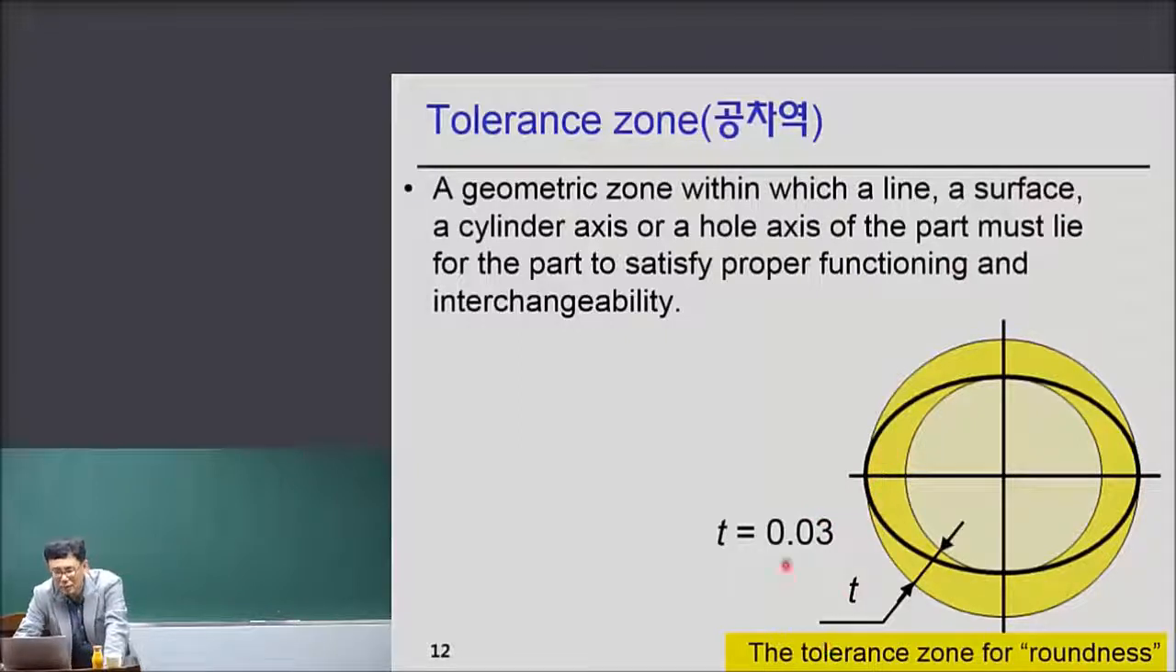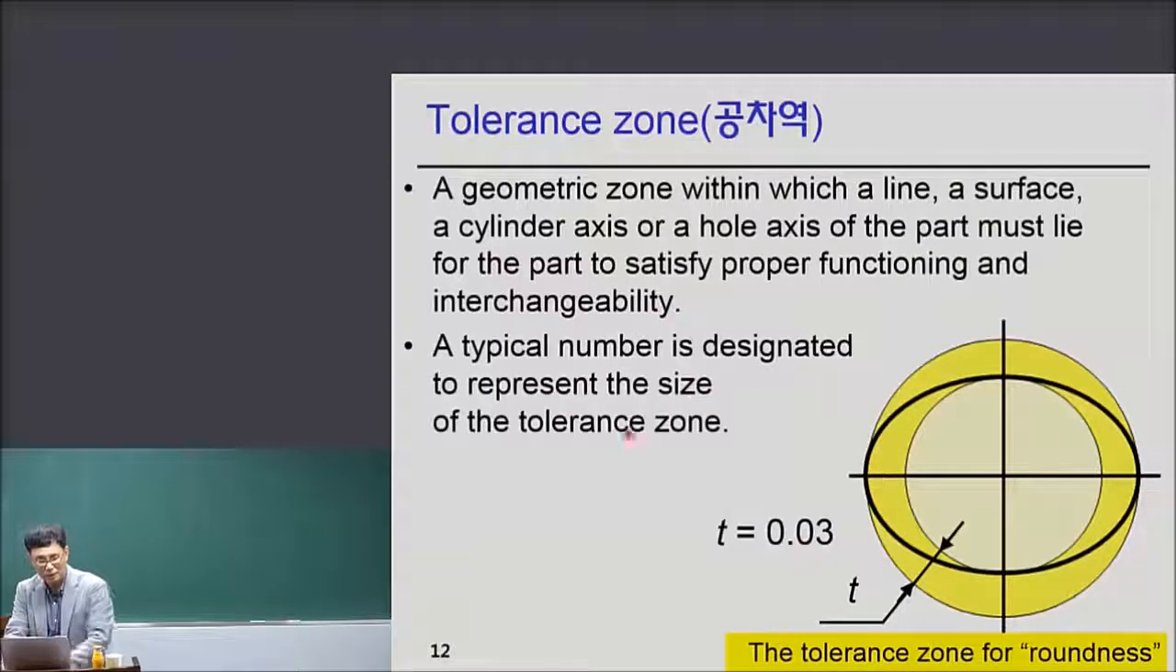Okay, so in roundness, the tolerance zone for roundness is the yellow area, whose t is 0.03. The typical number is designated to represent the size of the tolerance zone. So the typical number is always defined by millimeter, unit millimeter, right?